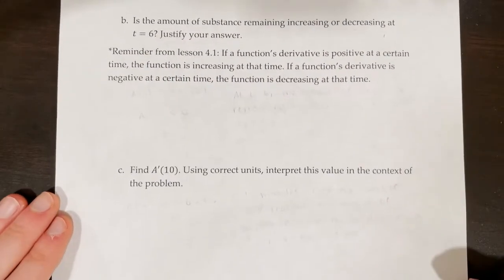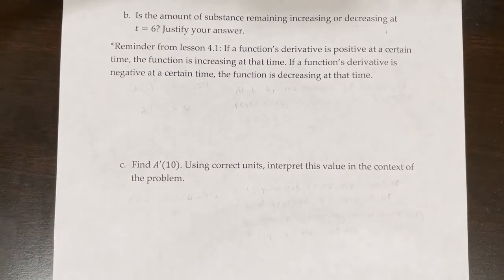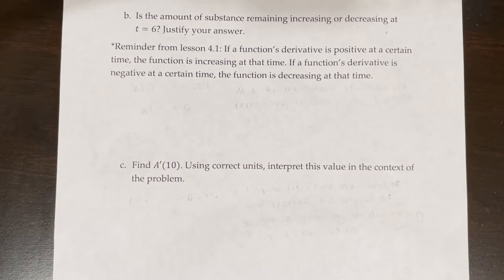Part B says, is the amount of substance remaining increasing or decreasing at time t equals 6? So essentially, is A of t increasing or decreasing at time t equals 6? Justify your answer. Here's a brief reminder from lesson 4.1. If a function's derivative is positive at a certain time, that means that the function itself is increasing at that time. And if the function's derivative is negative at a certain time, the function would be decreasing at that time.